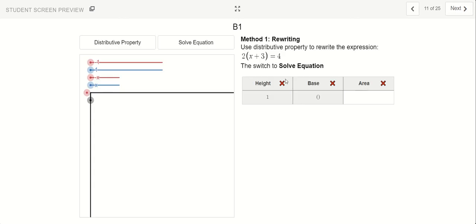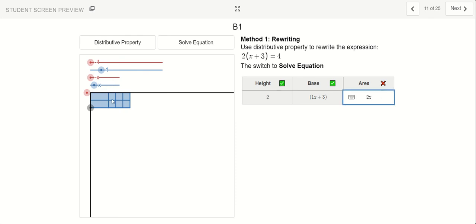So first step, let's try solving this using distributive property. I have 2 times x plus 3. So I have a rectangle piece and 3 squares. And I'm going to double whatever I have here. So 2 groups of x, 2 times x, I have 2 x's.